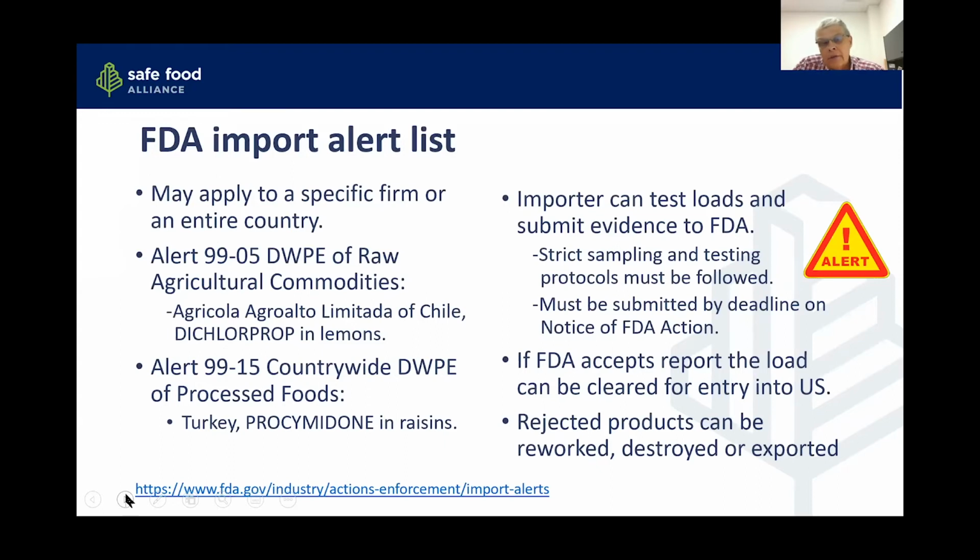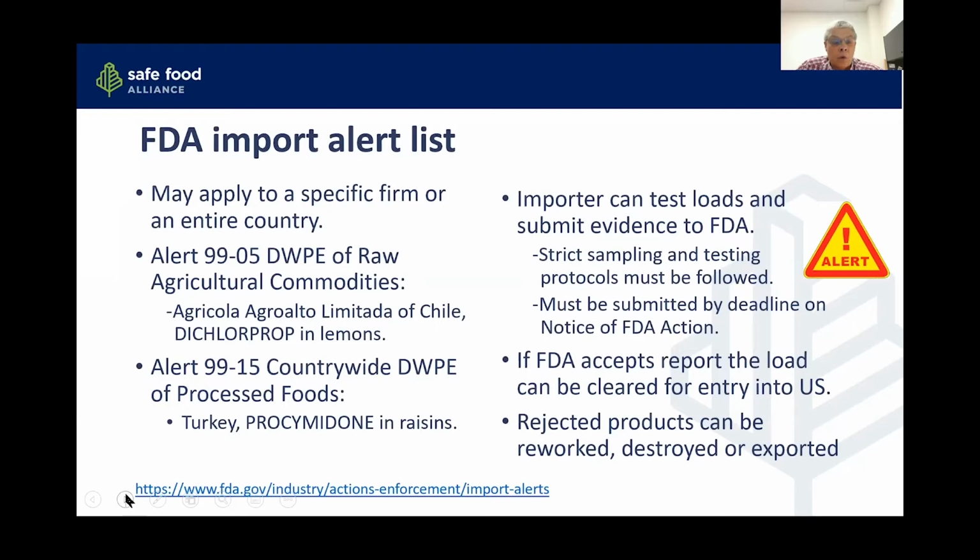Again, this FDA import alert list is typically ever-changing, but it is based on previous findings from FDA. Now, FDA is doing their own testing periodically of products coming into the United States, and if they find an issue, then they put these loads on their import alert list or put these suppliers on their import alert list. It can apply to a specific firm or to an entire country.